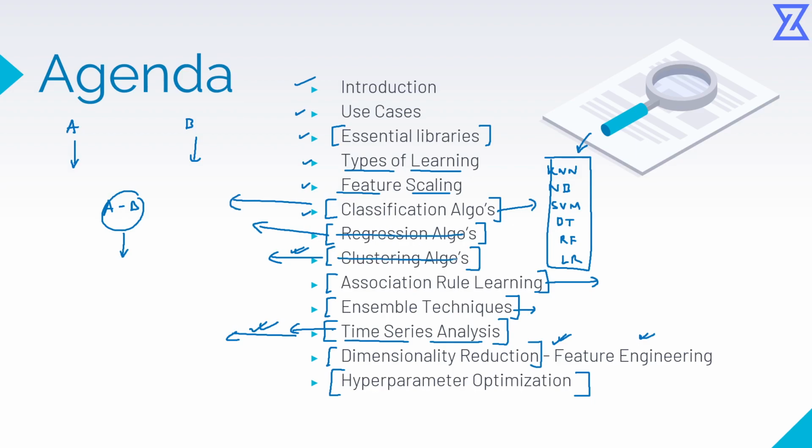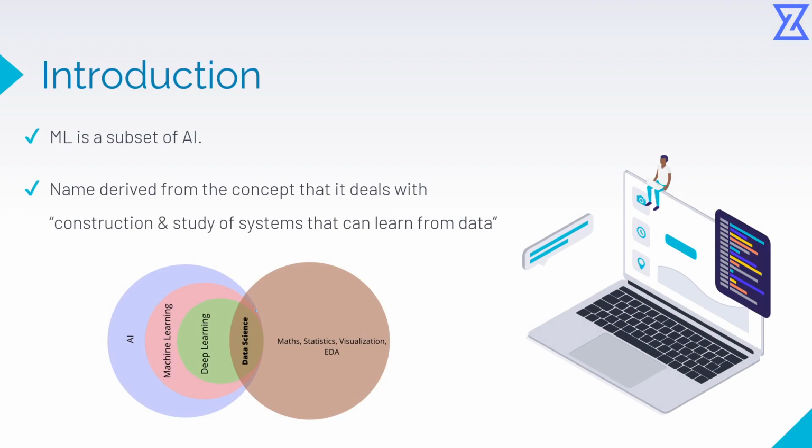Regression and clustering are low priority. Regression literally has very few use cases in industry. Clustering has use cases, but fewer. Recommendation system is also powerful, but we'll be focusing more on classification and time series analysis as part of projects. Okay, so let's talk about the introduction first.